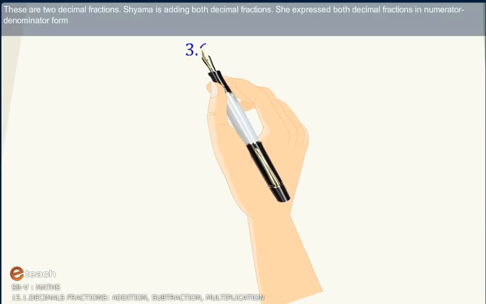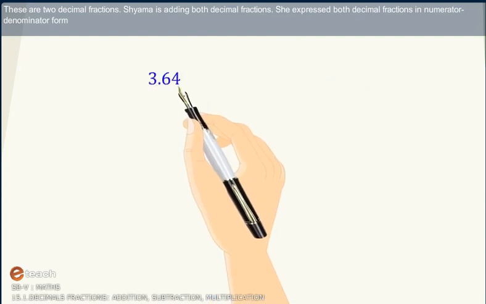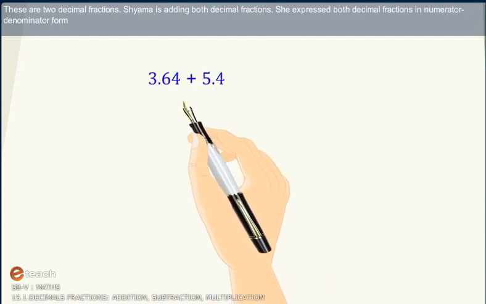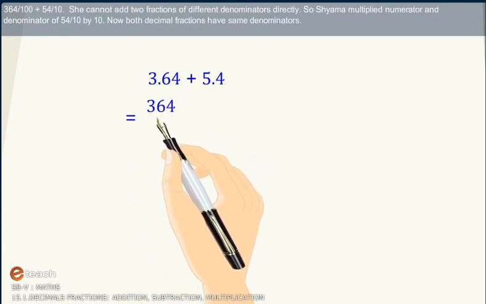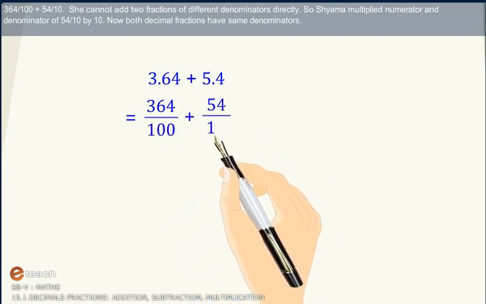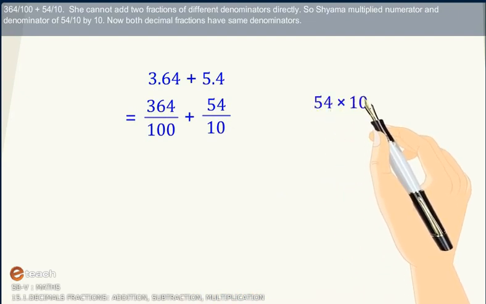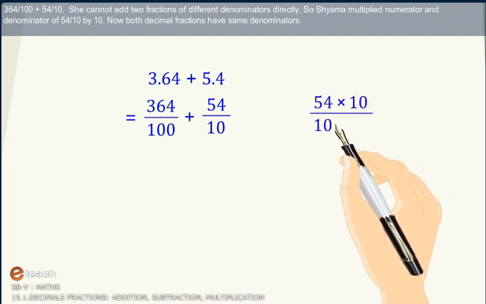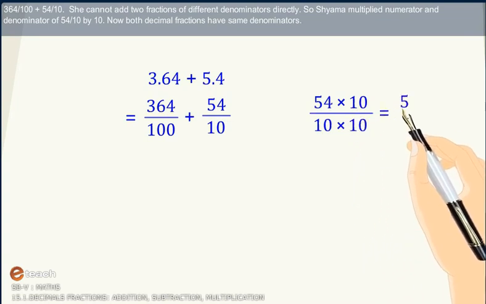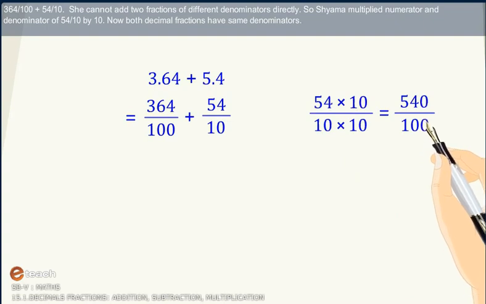These are two decimal fractions. Shama is adding both decimal fractions. She expressed both decimal fractions in numerator and denominator form: 364 by 100 plus 54 by 10. She cannot add two fractions of different denominators directly. So, Shama multiplied the numerator and denominator of 54 by 10 by 10.